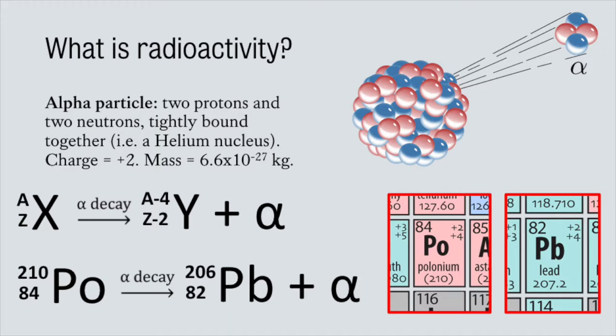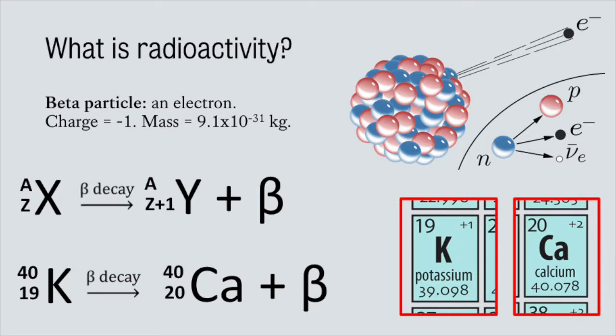Let's now have a look at beta radiation. Beta radiation is different from alpha radiation. If you have a look at the slide, you can see in the top right hand corner that beta radiation consists solely of an electron. So when we use the term beta particle, all we're talking about is an electron. This is the emission of particles from the atomic nucleus.